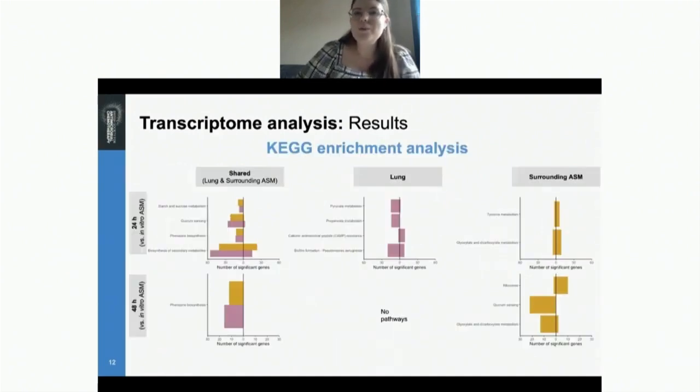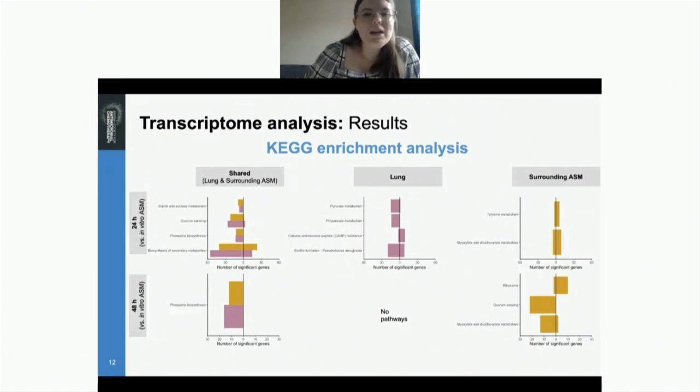So we also performed functional analysis to look at the KEGG pathways that are enriched by these differentially expressed genes. We compared the 2 lung environments to the in vitro ASM at both 24 hours and 48 hours. The bars to the left of the vertical lines show the differentially expressed genes that are underexpressed in the model environments compared to in vitro, and those to the right show the genes that were overexpressed in the lung model environments compared to in vitro.